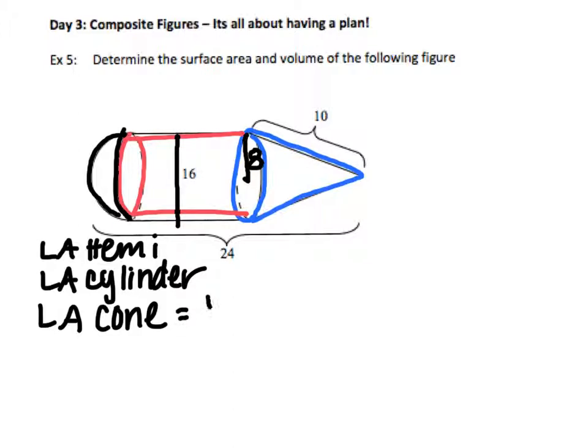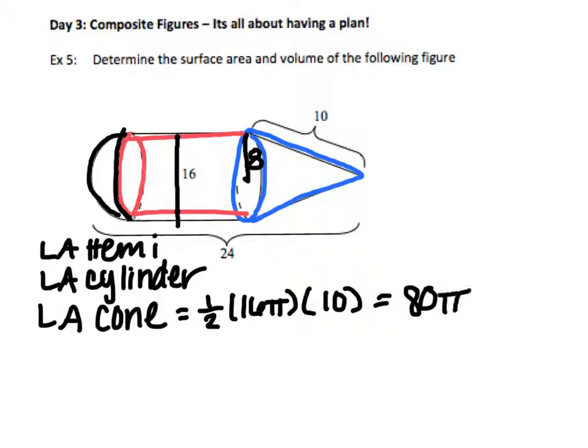So it's going to be 1/2 the circumference of 16 pi times the slant height of 10. So this is going to give me 80 pi. Why did I only find the lateral area of the cone?